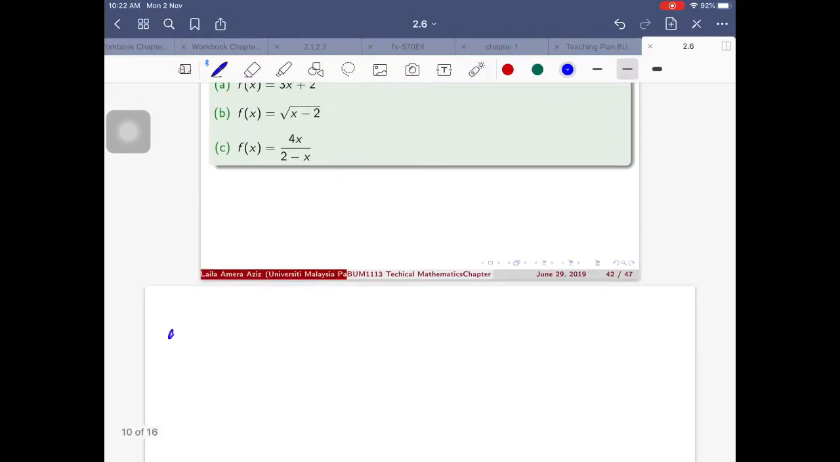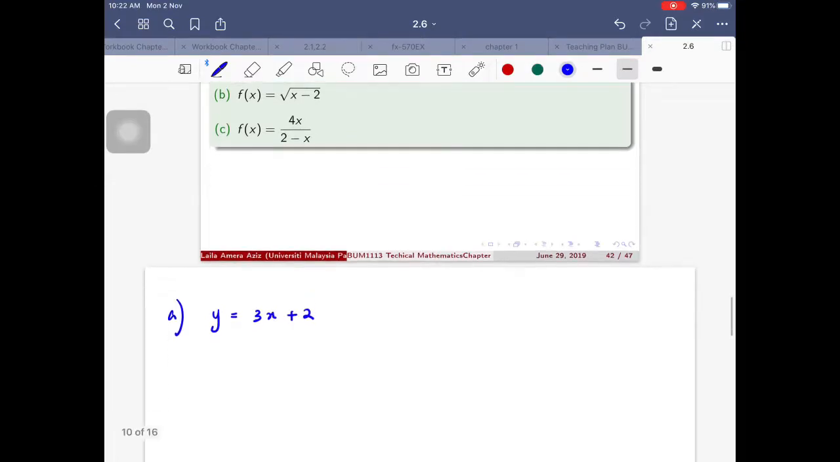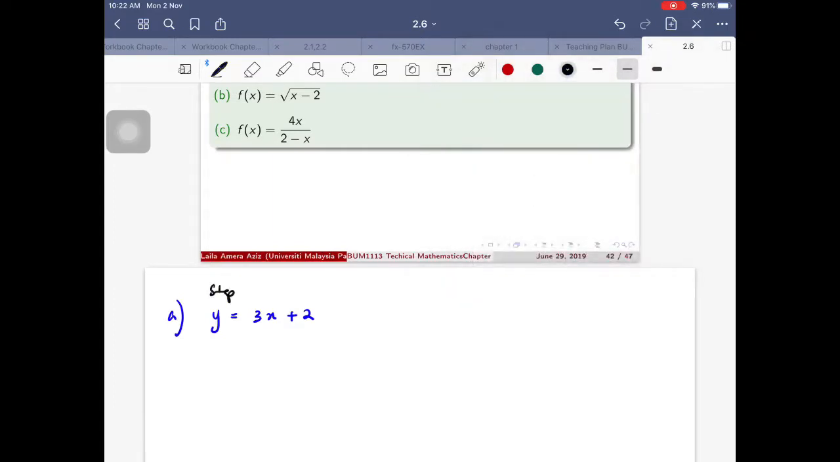Okay, so I'm going to start with A. The function is given by f of x equals 3x plus 2. The first step is to replace the f of x by y. I'm going to write y equals 3x plus 2. That is step number 1. I put it over here because this is the first example.